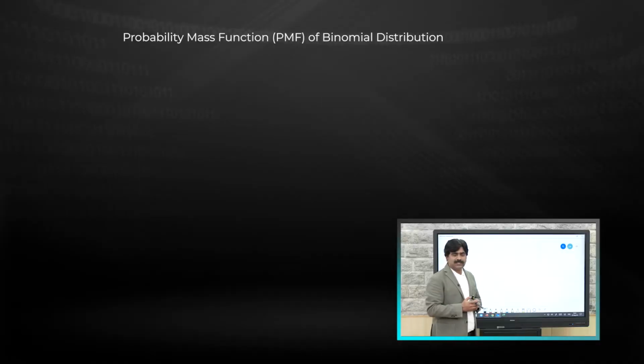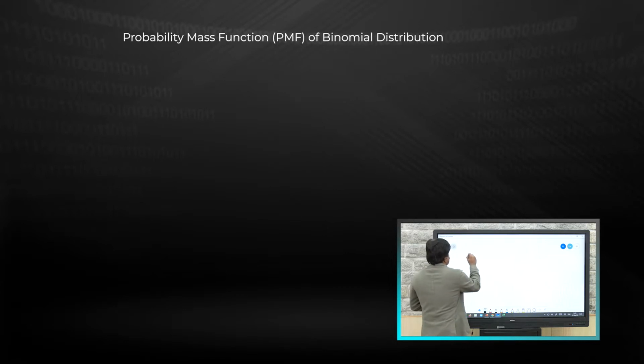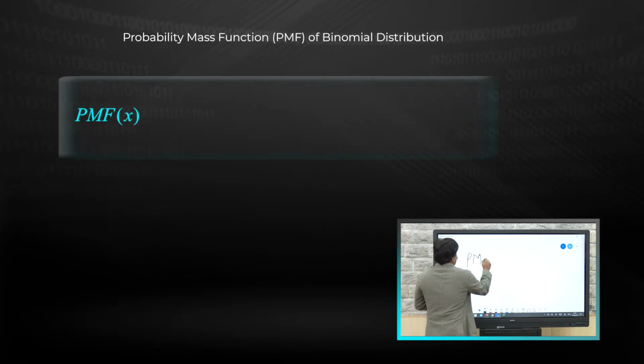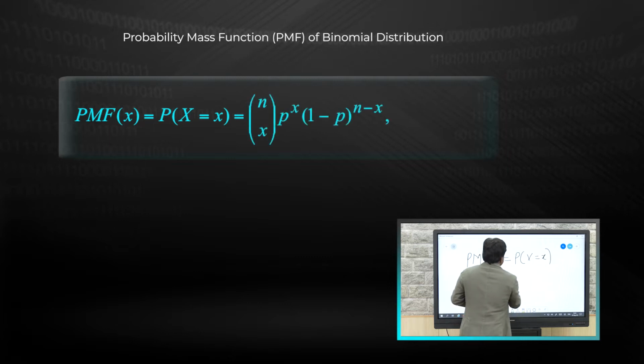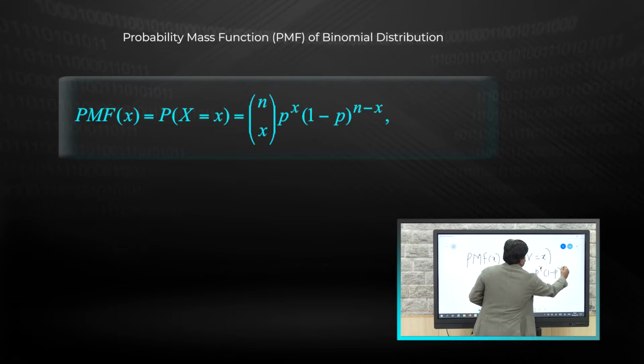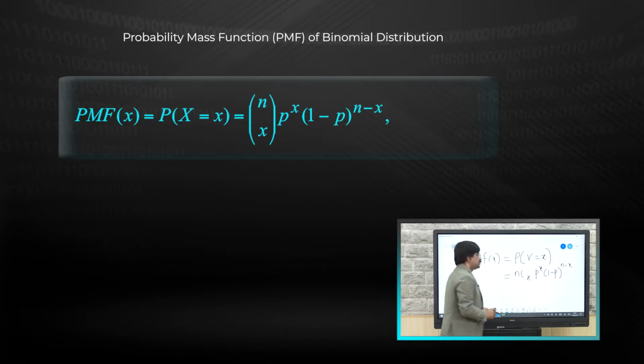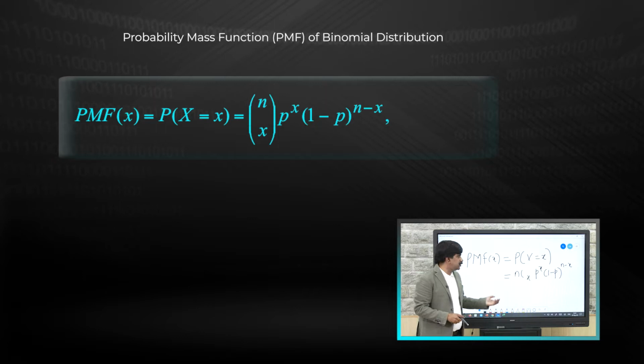The probability mass function for binomial distribution, which is written as PMF of small x. So, basically the random variable, in this case the binomial random variable, taking value small x, which we can write as probability of X equal to x. This can be written as nCx p to the power x and (1 minus p) to the power n minus x. So, this is the probability mass function for the binomial distribution.